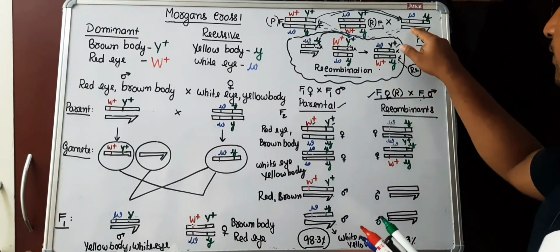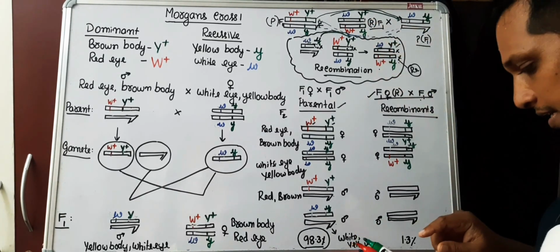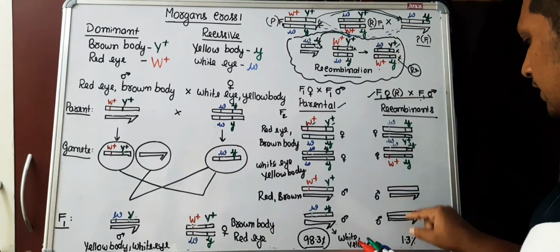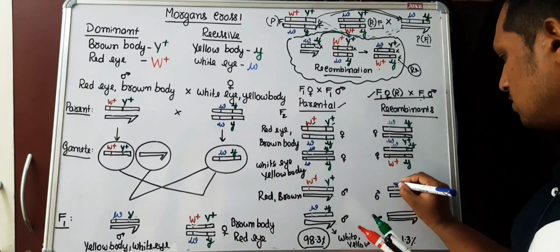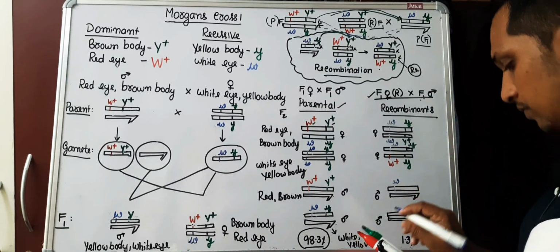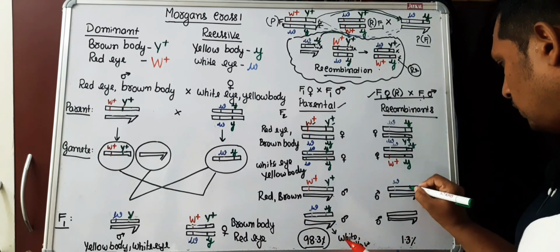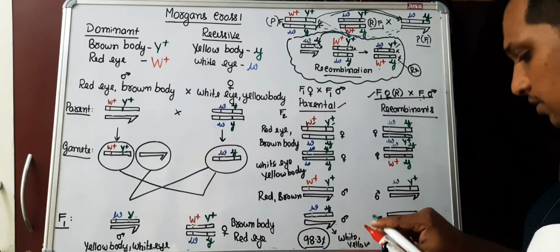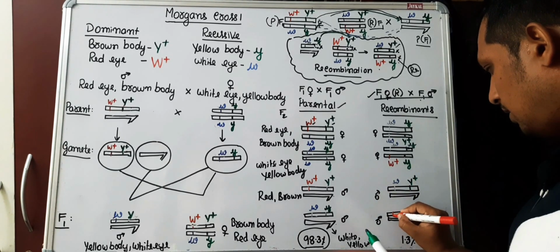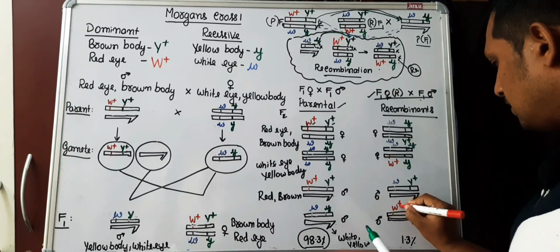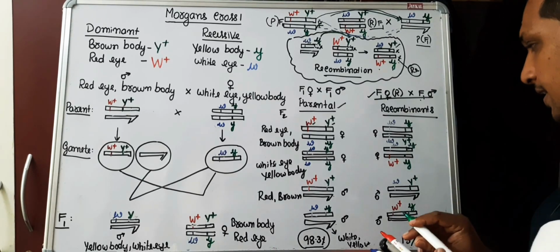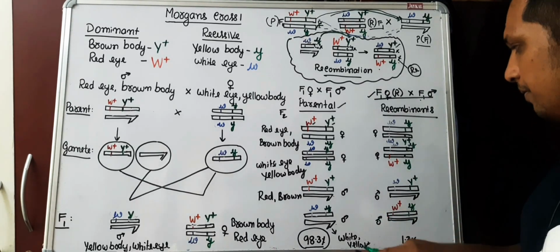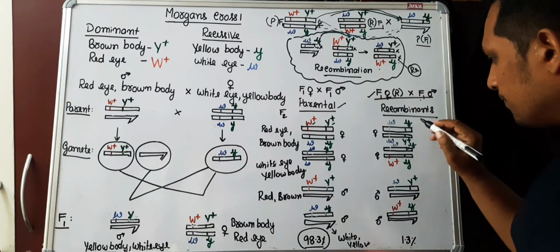Next, Y into X, Y into X. Y already written, no genes on Y. On X, you will have small w, y plus, w plus, and small y. Now let us analyze its phenotype.